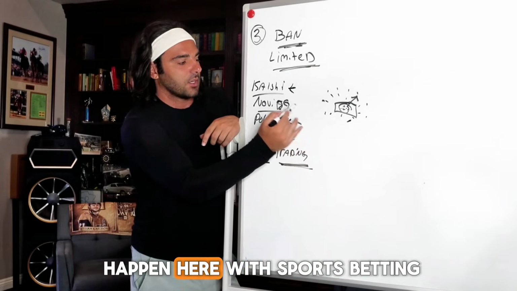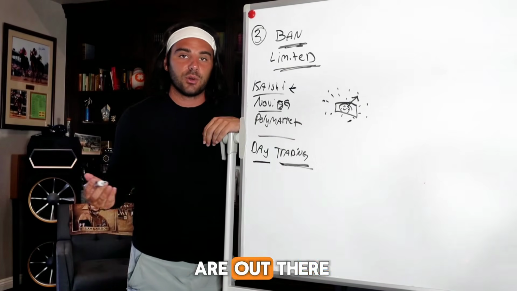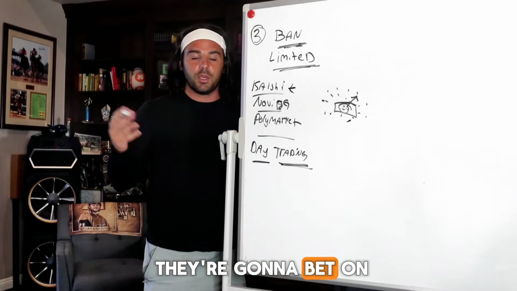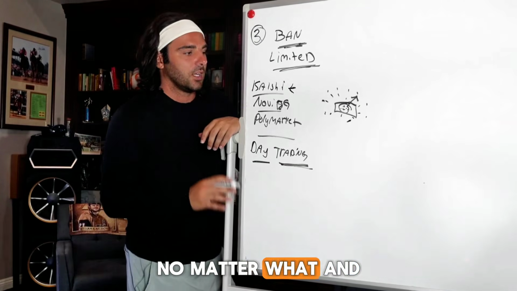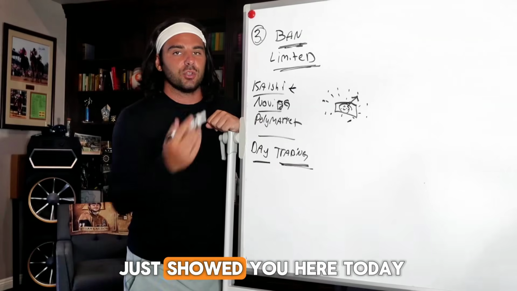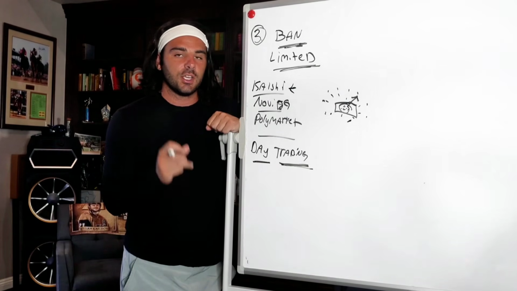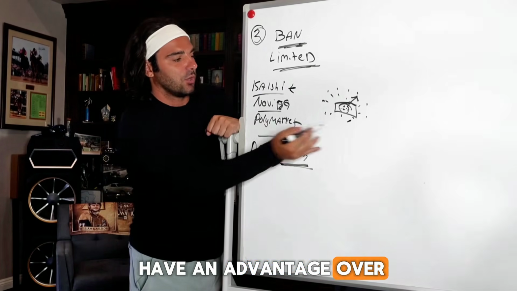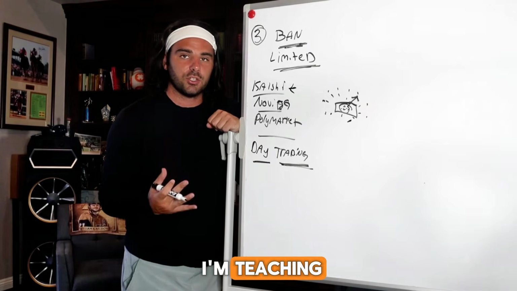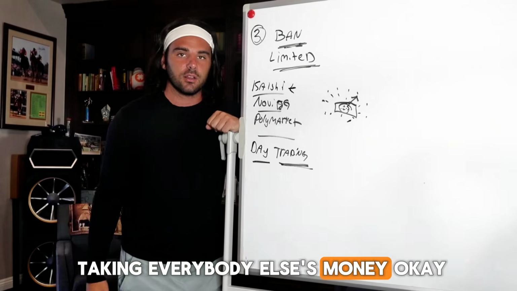Same thing is going to happen here with sports betting. We just have to find the fish, and there are always going to be fish out there who have favorite teams, favorite players, all that stuff, and they're going to bet on that regardless, no matter what. And we're going to take all of their money, because once you use the strategy that I just showed you today, true probability with your edge and finding your edge, you have an advantage over the entire field. Only the people watching what I'm teaching are going to be able to win, while we take everybody else's money. It's going to be that simple.